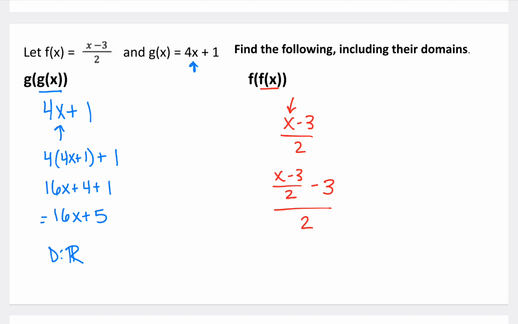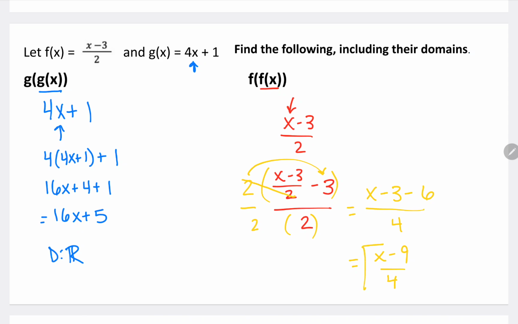What we could do is multiply both the top and the bottom, the numerator and the denominator, by 2. Because if I multiply both the numerator and the denominator by 2, I'm really just multiplying by 1. 2 over 2 is 1. So when I multiply the numerator by 2, I get x minus 3 minus 6. So here the 2's canceled, but then I also had to distribute it over here. And in the denominator, 2 times 2 is 4. So that would be x minus 9 over 4 is f of f of x.